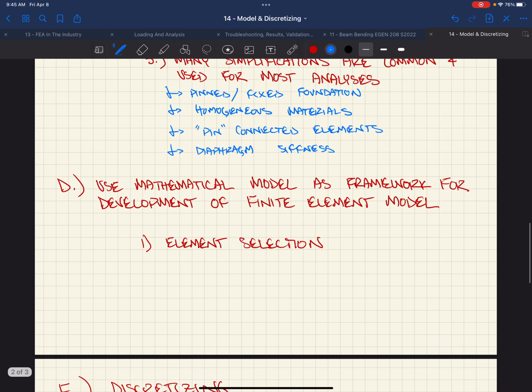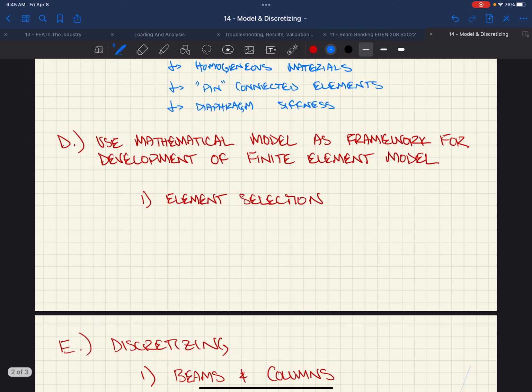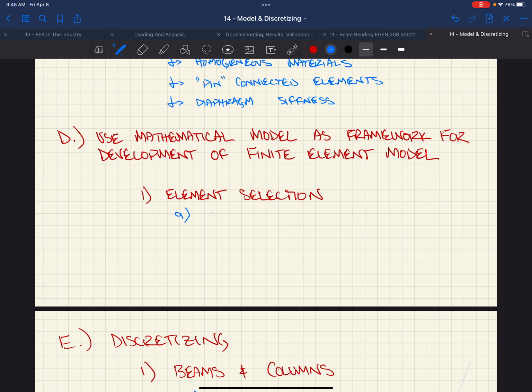Right? All right. So we use this mathematical model as our framework for development of our finite element model, right? And based on that mathematical model, all those simplifications here, then we need to start checking out what type of elements we need to match element with desired output or intent.